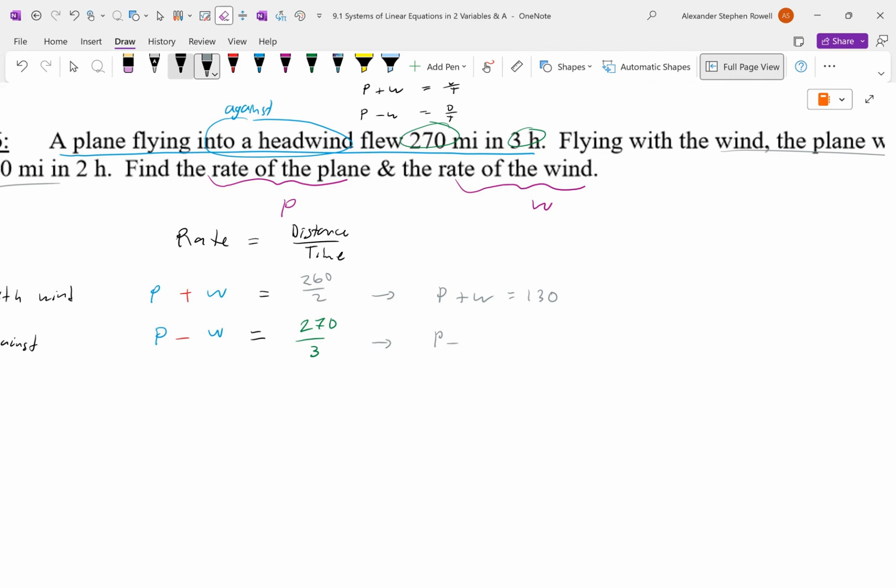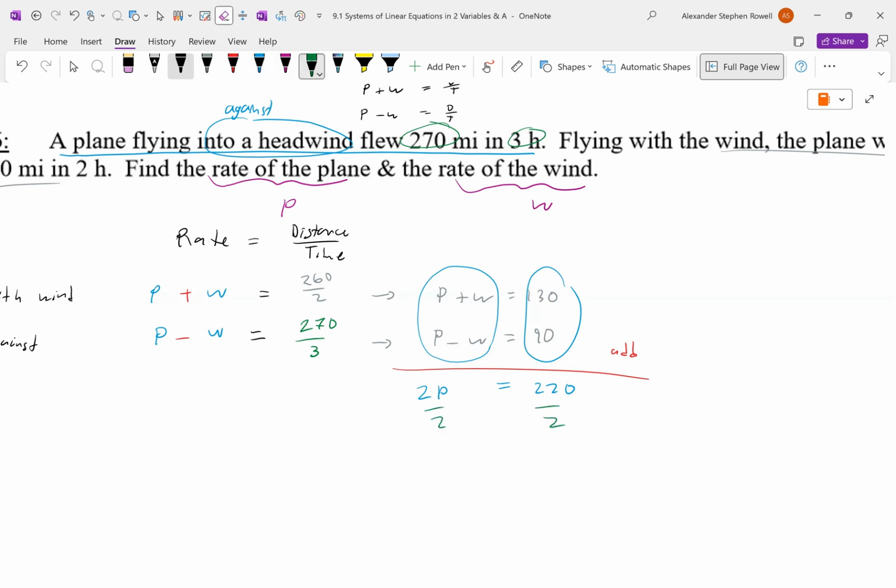Just gonna wait for you guys to answer so I don't get these wrong. P minus W is what? Equal to 90. And the nice thing about this is it's set up for elimination already. Right, we can add the sides together. And on the left-hand side, we would get 2P is equal to 220. And so that means that we're going to have a single solution. Divide by 2. The rate of the plane is 110 miles per hour.